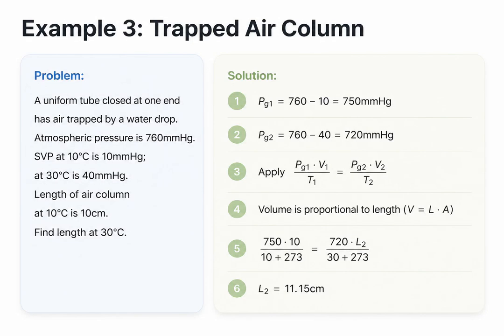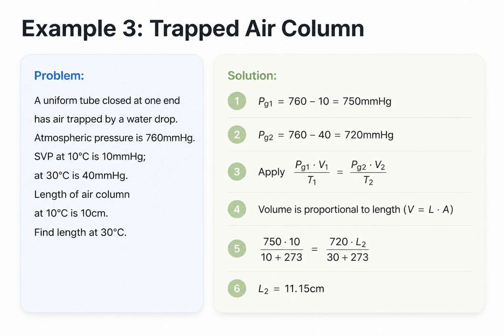Here we have air trapped in a tube by a drop of water. The drop ensures the trapped air is saturated. Because the tube is open to the atmosphere on one side, the total pressure inside equals atmospheric pressure, 760. We find the dry air pressure at 10 and 30 degrees by subtracting their respective SVPs from 760.